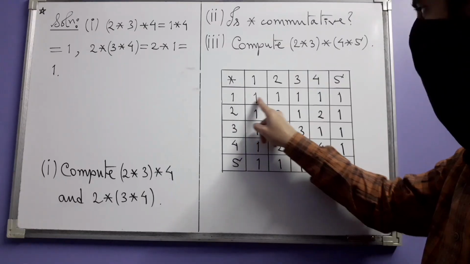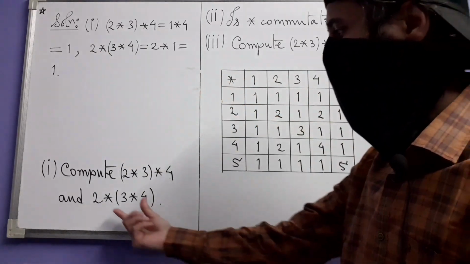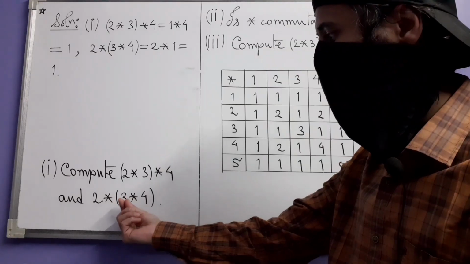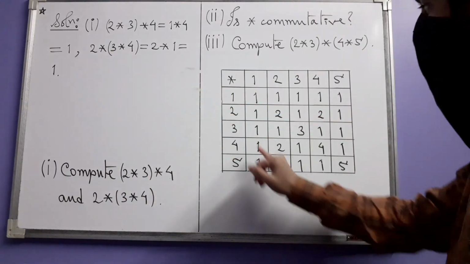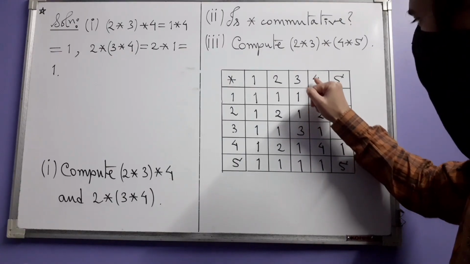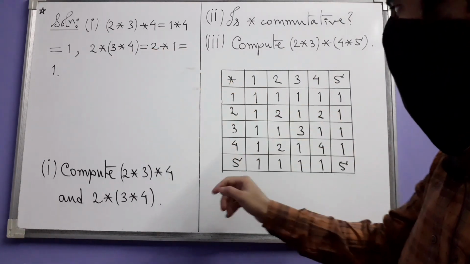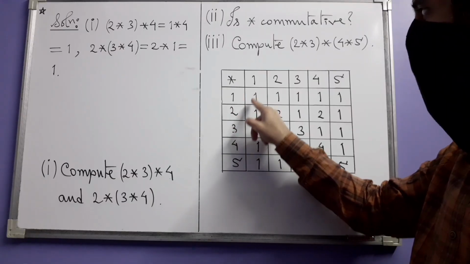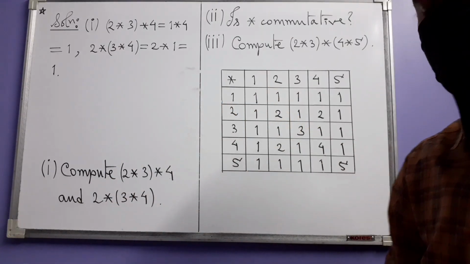Similarly, 1 star 4 is 1. So that's how it is 1. And then we have this other one, 2 star 3 star 4. Here you first calculate 3 star 4. 3 and 4 correspond to 1. So you have 2 star 1, and 2 and 1 give you 1. So this one is also 1.